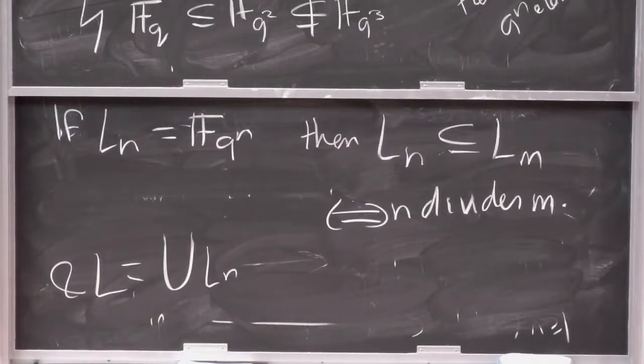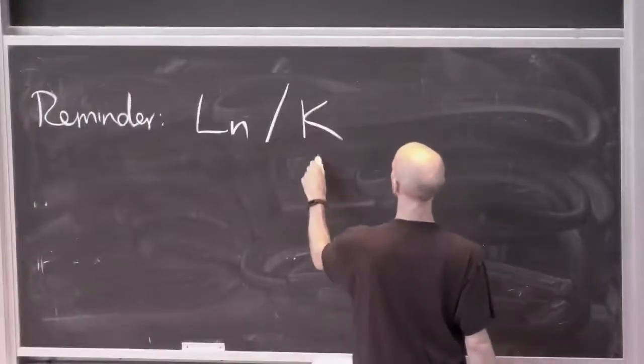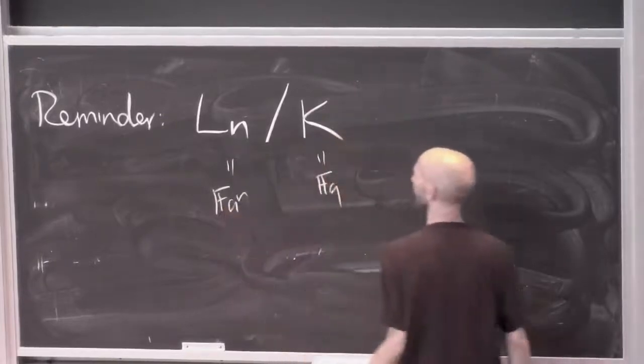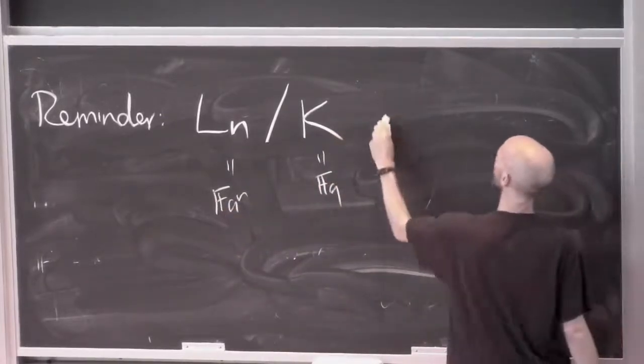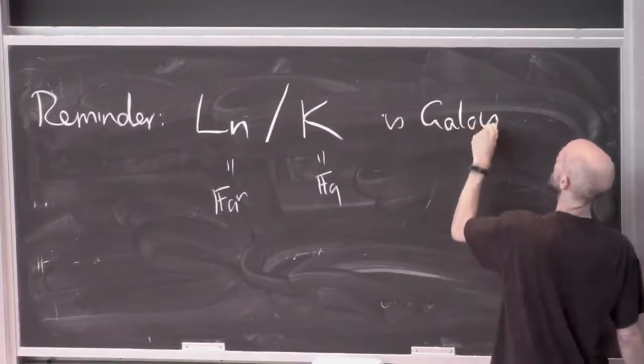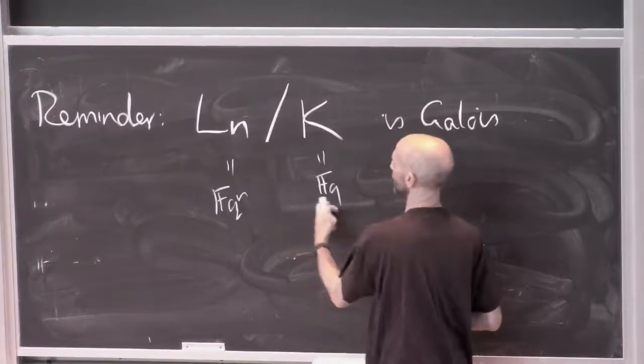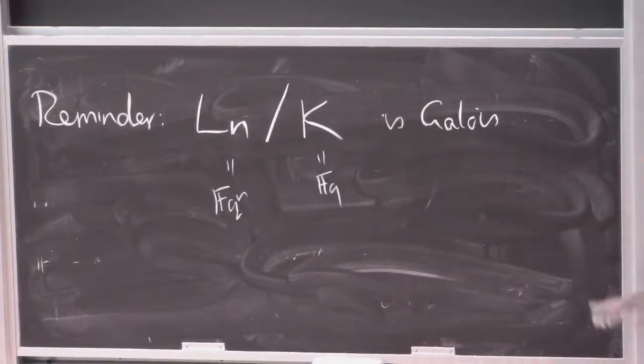So I'll remind you, here's how the Galois theory of finite fields works. Ln is the field with q to the n elements over k. That's the field with q elements. So this is F_q, and this is F_{q^n}. These extensions are all finite and Galois. Clearly F_{q^n} has q to the n elements, so it's an n-dimensional vector space over F_q. So this Galois group is going to have order n.